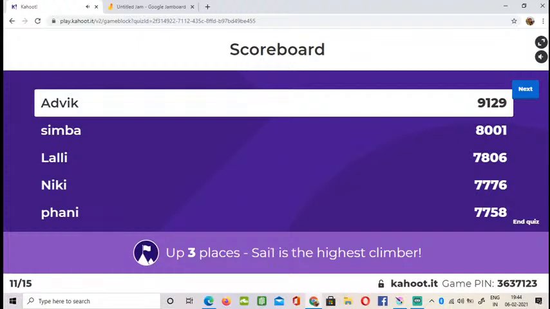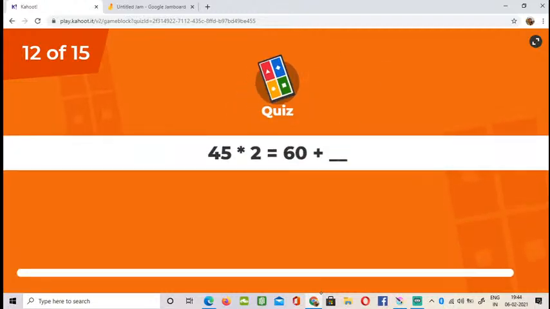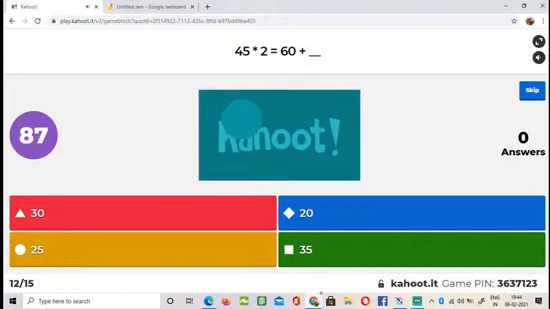So there are no changes in the scoreboard. Good. So the next question, let's move. 52 plus 2 equals 60 plus what number you should add over here so that you can equate this equation.